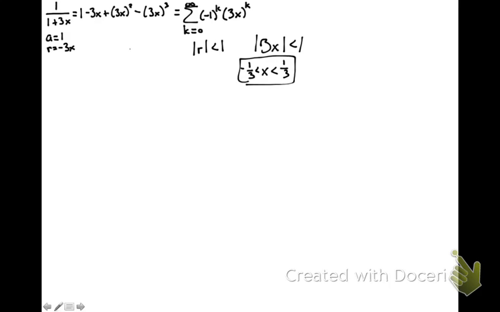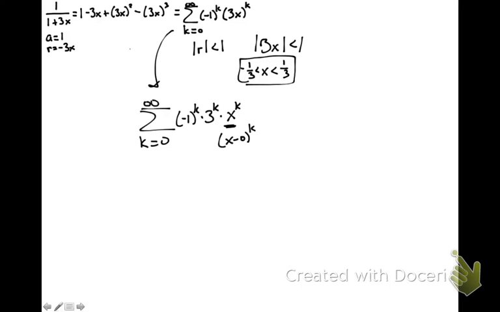And just one note on how you know these are centered at 0. I'm going to write this series in a slightly different way, to make it more explicit. The sum of the series from k equals 0 to infinity, negative 1 to the k, times 3 to the k, times x to the k. This right here is showing us that we're centered at 0. This is equivalent to x minus 0 to the k power.